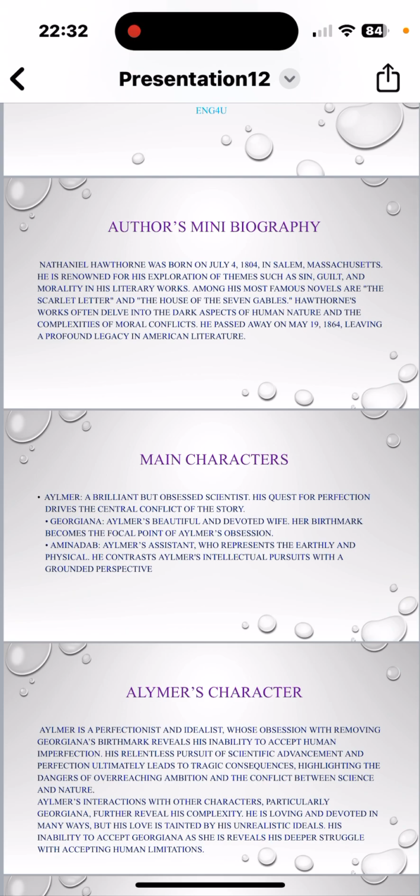So at first we have the author's mini biography. He was born on July 4th, 1804 in Salem, Massachusetts. He is known for the themes of sin, guilt, and morality. If we want to point out famous works, we would point out The Scarlet Letter and The House of the Seven Gables. He died on May 19th, 1864, leaving a very good legacy in American literature.